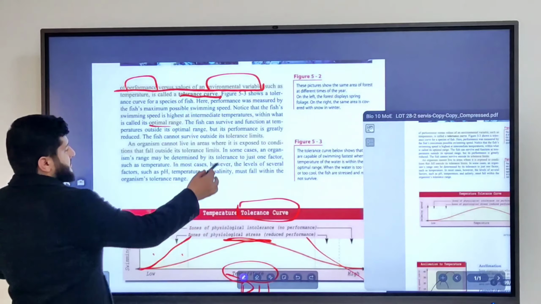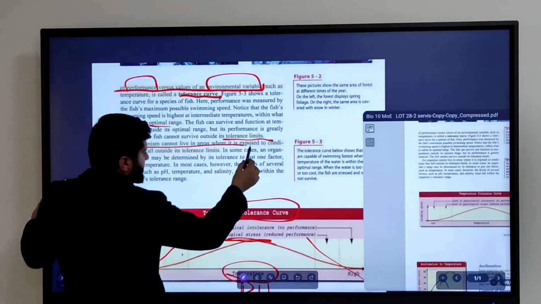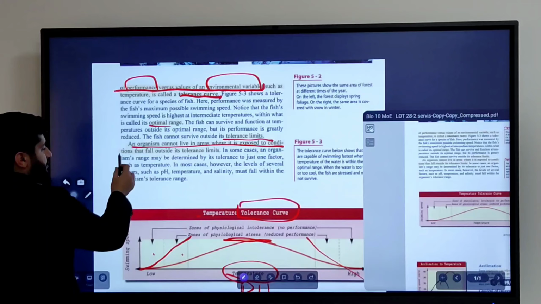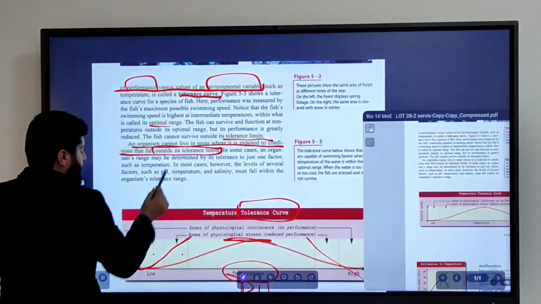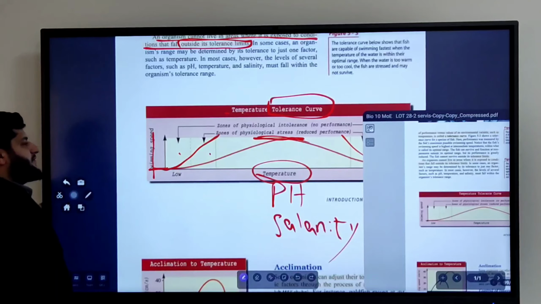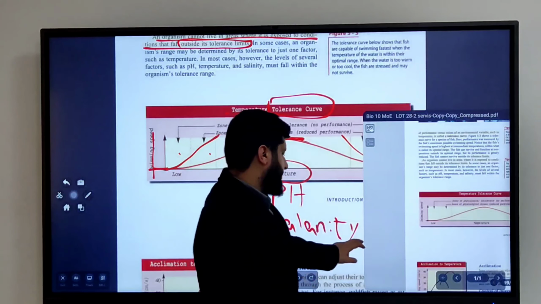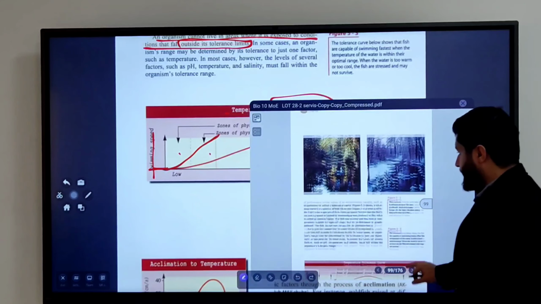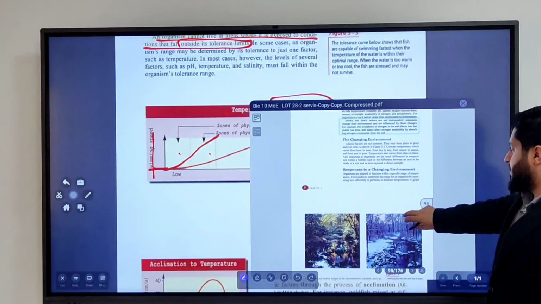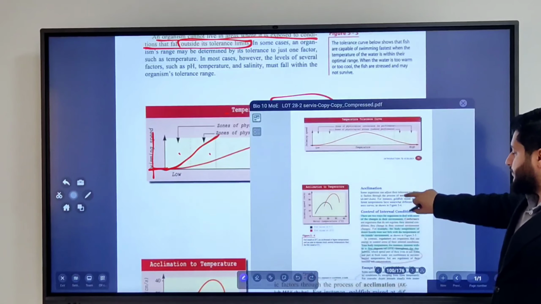Okay, what's the tolerance limit? An organism cannot live in an area where it's exposed to conditions that fall outside the tolerance limit. As I said here, after this, it is after the tolerance limit, and the organism dies, or the fish dies. And that's about the response to a changing environment, or the tolerance curve.